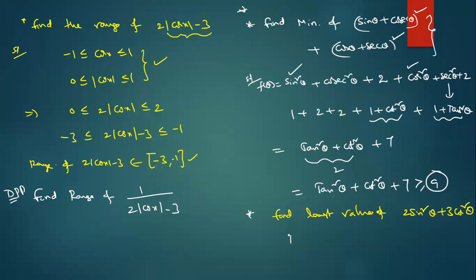So what is the minimum here? Minimum is how much? 2. Maximum is... greatest value is 3. Least value is 2. Fine. Now see another question.